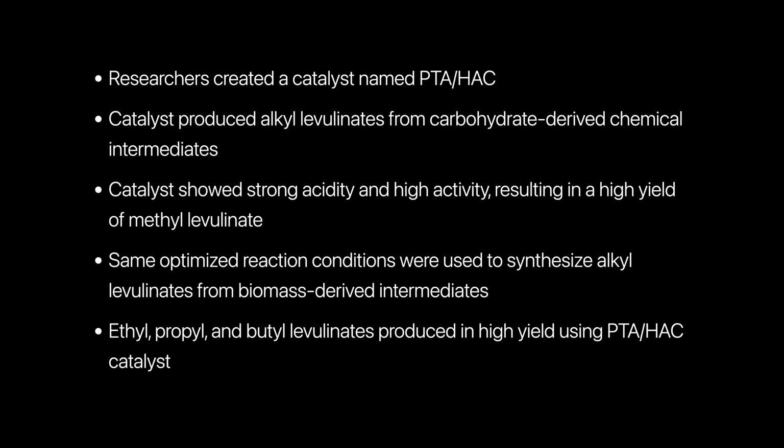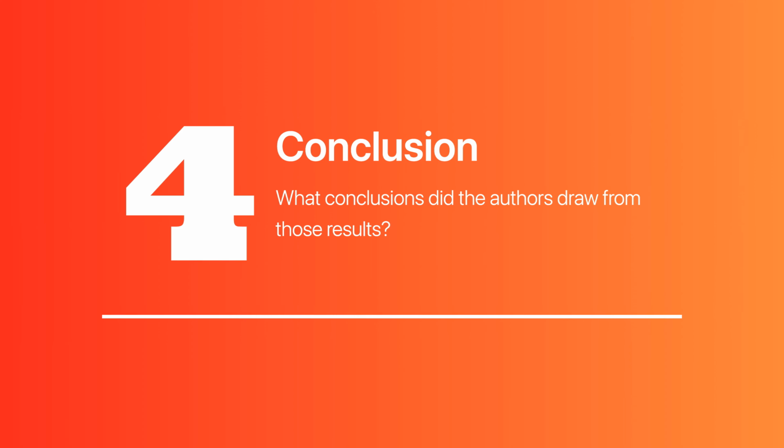3. What were the results? The researchers synthesized and characterized a heterogeneous acid catalyst known as PTA/HOC, which was used to produce alkyl levulinates from carbohydrate-derived chemical intermediates. The catalyst showed strong acidity and high activity towards the alcoholysis of furfuryl alcohol using methanol, resulting in a yield of 87% of methyl levulinate. Further tests showed that the same optimized reaction conditions could be used for the synthesis of alkyl levulinates from biomass-derived intermediates. Ethyl, propyl, and butyl levulinates were isolated in 85%, 83%, and 85% yield, respectively, using the PTA/HOC catalyst.